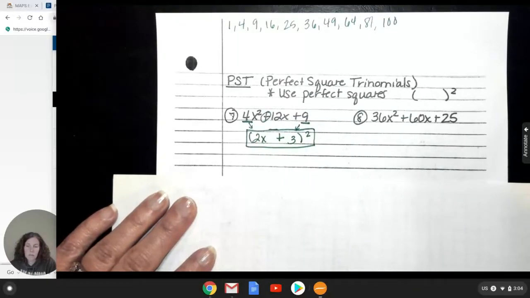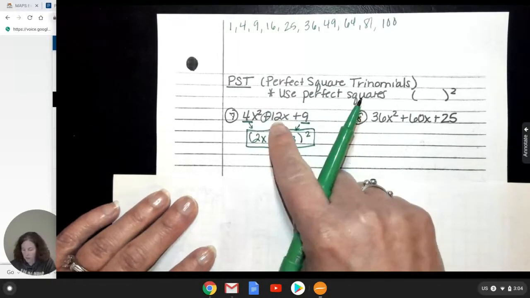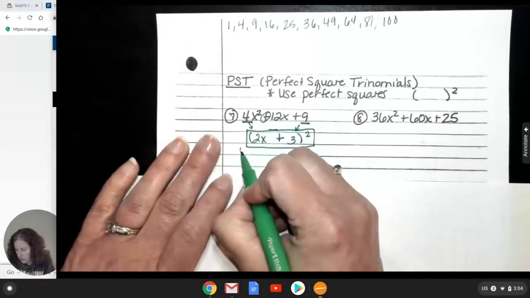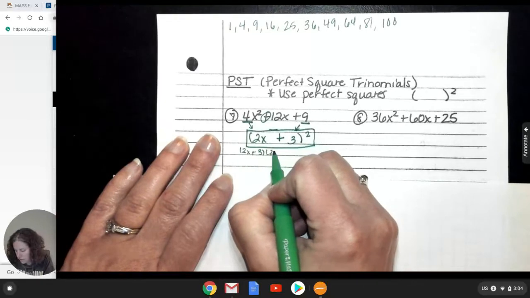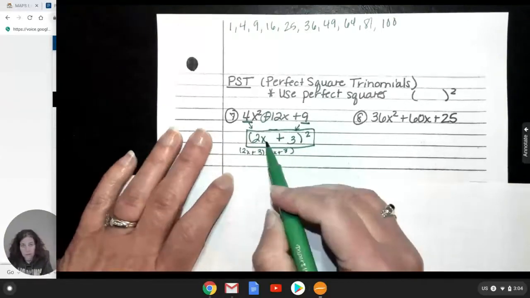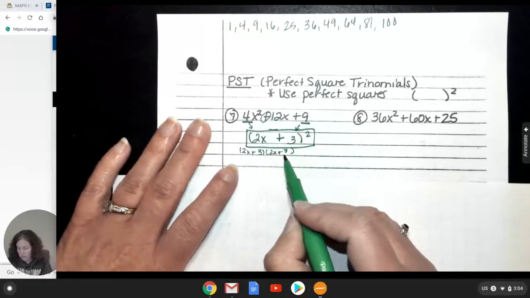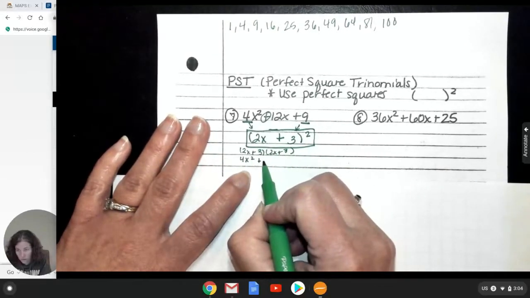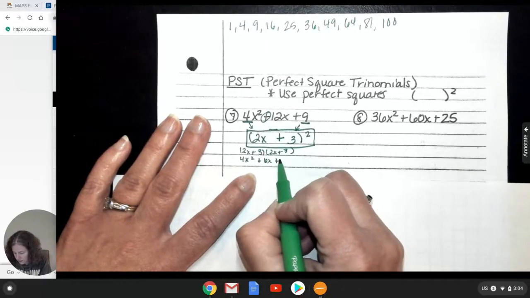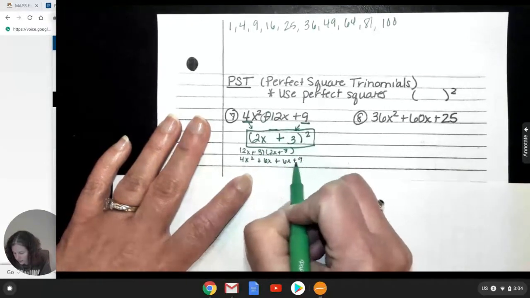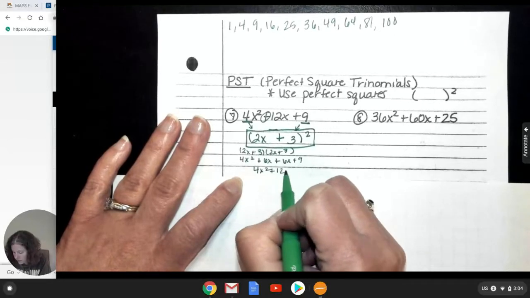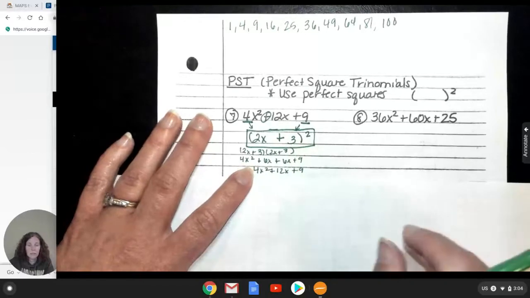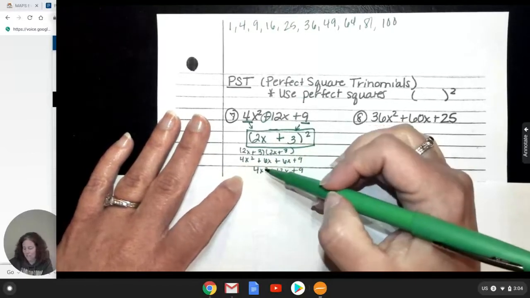Many of you say, well, what happened to the 12x? How did that work? If I really quickly multiply this out, I've got 2x plus 3 squared, which is 2x plus 3 times 2x plus 3. I've got 4x squared. Remember, we have to do that whole FOIL, or 4 things to multiply out. Plus 6x plus 6x plus 9. We have taken care of the 12x. It's there. If you multiply it out, it's going to equal that. It's just kind of magic how that happens.